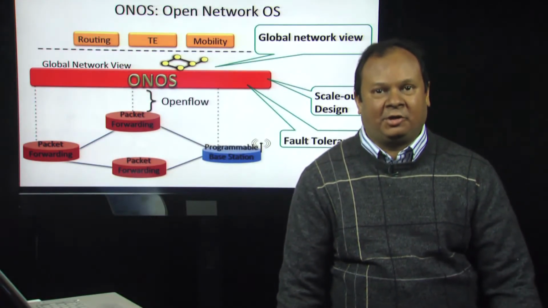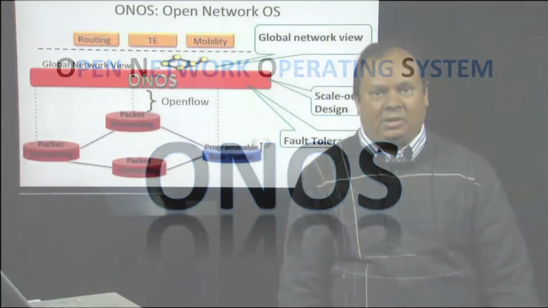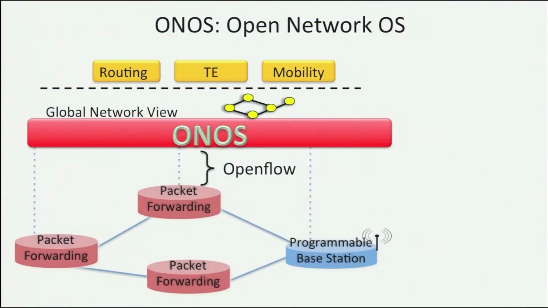Today I'm going to introduce Open Network Operating System, or ONOS. ONOS is the distributed network operating system for logically centralized control planes. What do you mean by that? ONOS is the platform to build a logically centralized control plane, providing a global network view to centralized control applications.